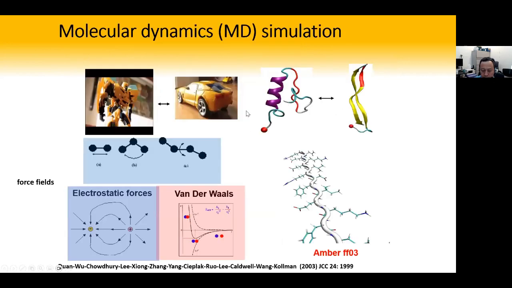Okay, and another fantastic tool which I emphasize in this talk is physics-based molecular dynamic simulation. AlphaFold can make very good predictions on other protein structures based on the solved structures.